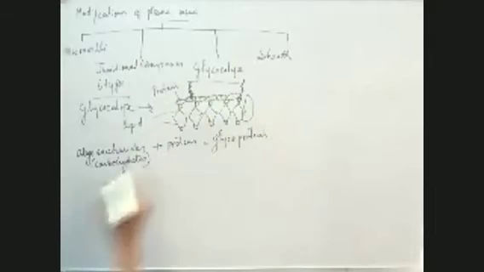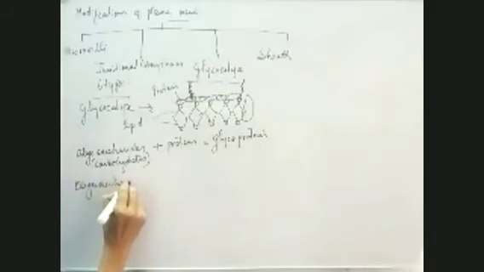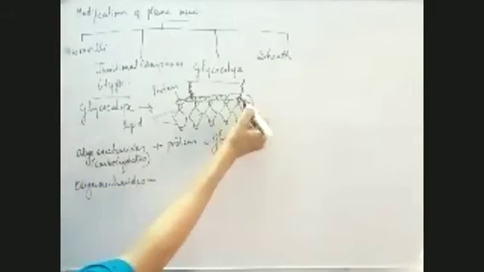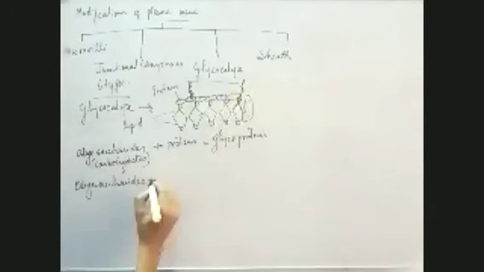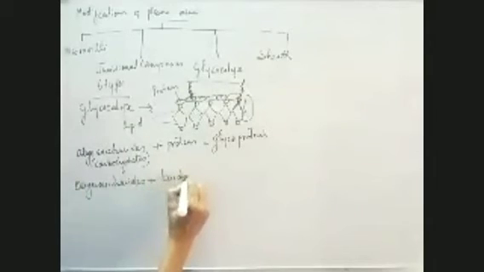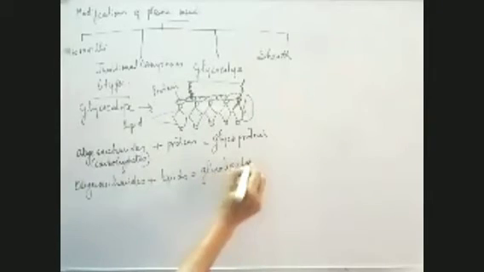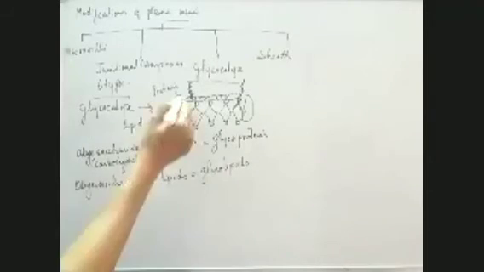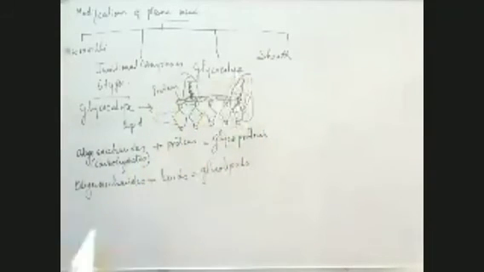Glycoproteins. When these oligosaccharides, which are carbohydrates, are attached to a lipid layer, this is lipid, and oligosaccharide attached to lipid, we call it glycolipids. When the oligosaccharides are attached to proteins, we call it glycoprotein. And when the oligosaccharides are attached to lipids, we call it glycolipid. That means this is a glycoprotein and this is a glycolipid.